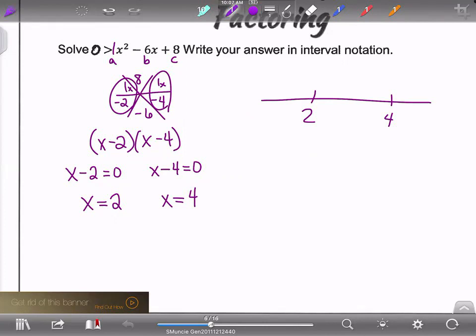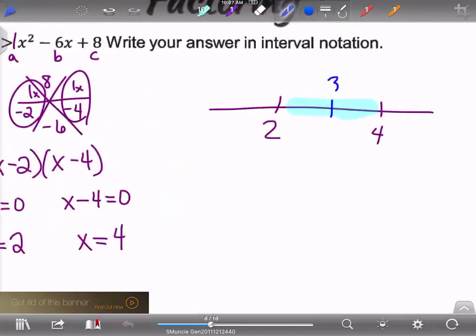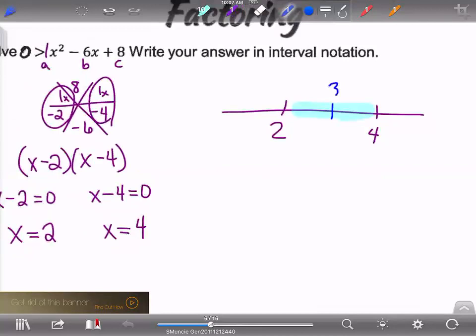All right, what do you want to plug in? 3? So Courtney's saying she wants to check this middle region right here. That's fine. She's going to check 3. How do we check 3? Plug it in for the x's. So we're going all the way back to the original equation or inequality. We're going to see if 0 is greater than 3 squared minus 6 times 3 plus 8. So we just took the x's out of the original and we replaced them with 3 because Courtney said she wanted to check the middle region, which is a good choice, Courtney.